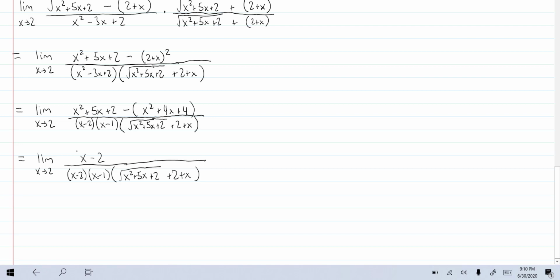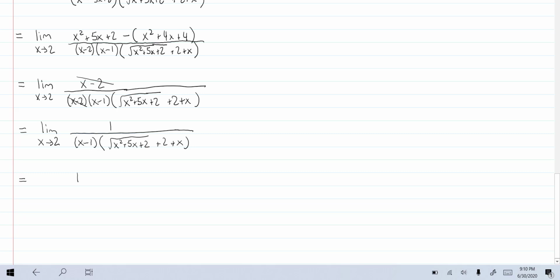And now we have the x minus 2 in common in the numerator and denominator, so we'll cancel them out. That just leaves us with the limit as x approaches 2 of 1 over x minus 1 times the square root of x squared plus 5x plus 2 plus 2 plus x. Now that we've canceled something from the numerator and denominator, let's try to plug in x equals 2, and let's see what our answer will be.